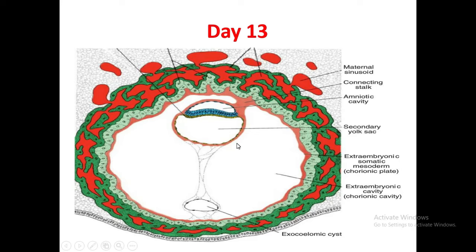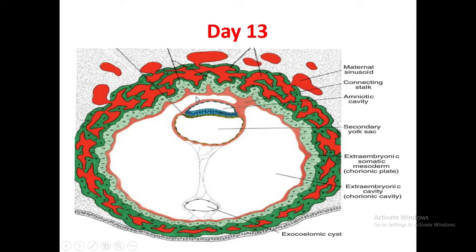Now come to the formation of primary villi. How is it formed? Here we see the cytotrophoblastic cell columns. These cell columns proliferate and gradually penetrate the syncytium. So this cellular column with its covering syncytial layer is now known as the primary villi. These are the primary villi.